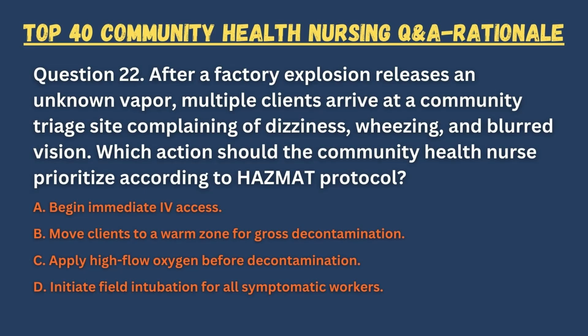Question 22. After a factory explosion releases an unknown vapor, multiple clients arrive at a community triage site complaining of dizziness, wheezing, and blurred vision. Which action should the community health nurse prioritize according to hazmat protocol? A. Begin immediate IV access. B. Move clients to a warm zone for gross decontamination. C. Apply high-flow oxygen before decontamination. D. Initiate field intubation for all symptomatic workers.